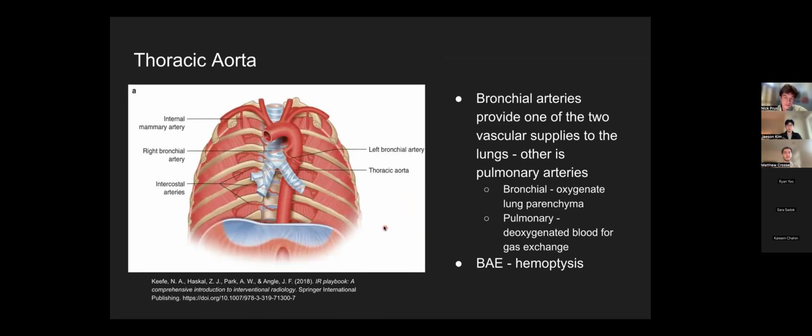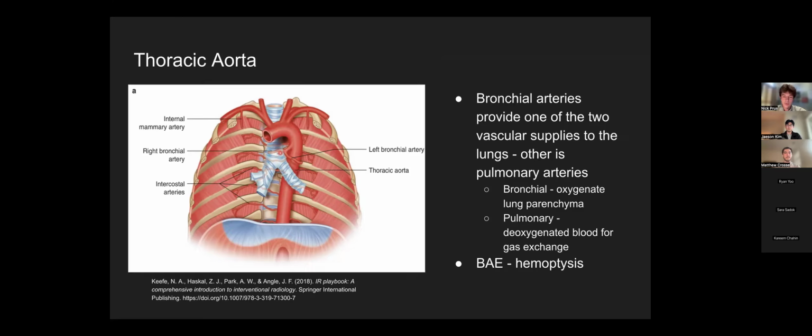Thoracic aorta. So the most proximal structures that branch off of that immediately, you have the right and left bronchial arteries. They run posterior to the trachea, and they provide one of the two blood supplies to the lungs. The other is the pulmonary artery. So the bronchial arteries oxygenate the lung parenchyma, while the pulmonary provide deoxygenated blood for gas exchange.